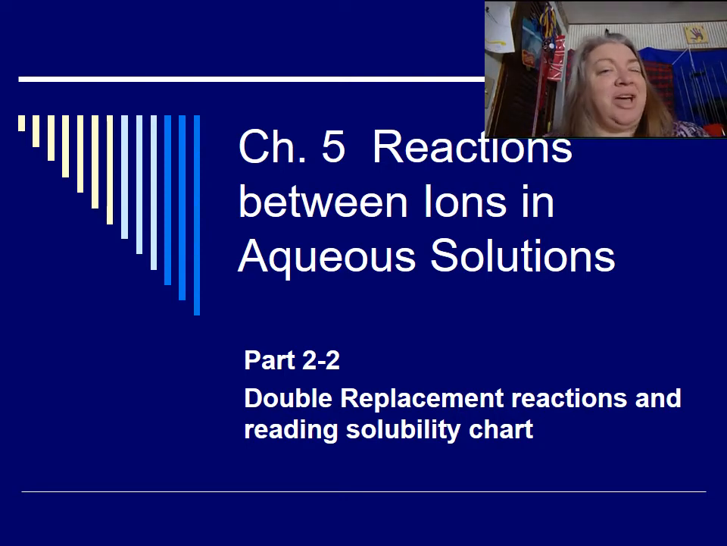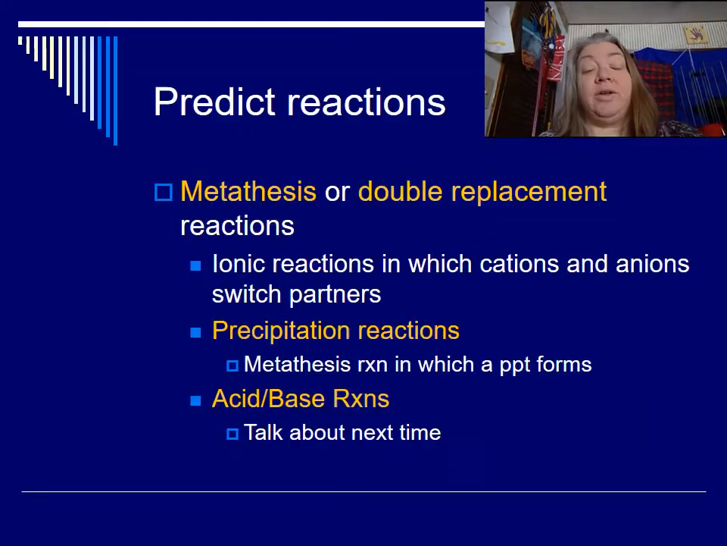Now, this part of the chapter gets kind of exciting. What we get to do here is start predicting what happens when you combine two compounds together. So no longer is it just passively looking at a reaction, you're actually going to get to predict the products of that reaction. Today we're going to be looking at what are called double replacement or metathesis reactions. So let's see what those are.